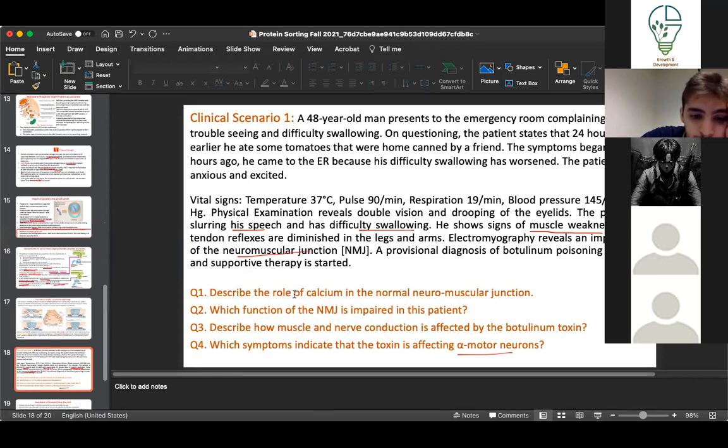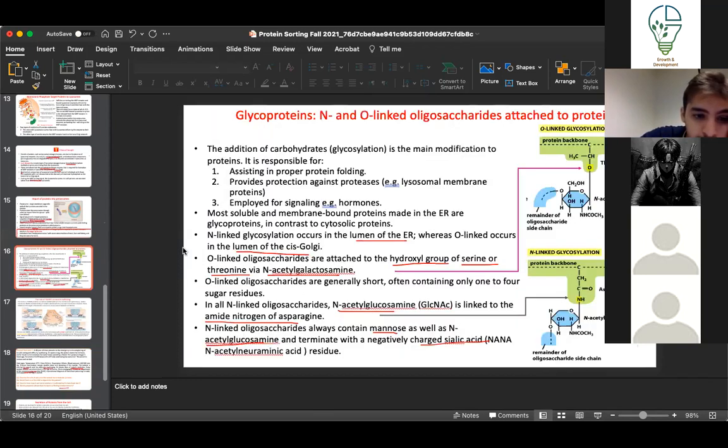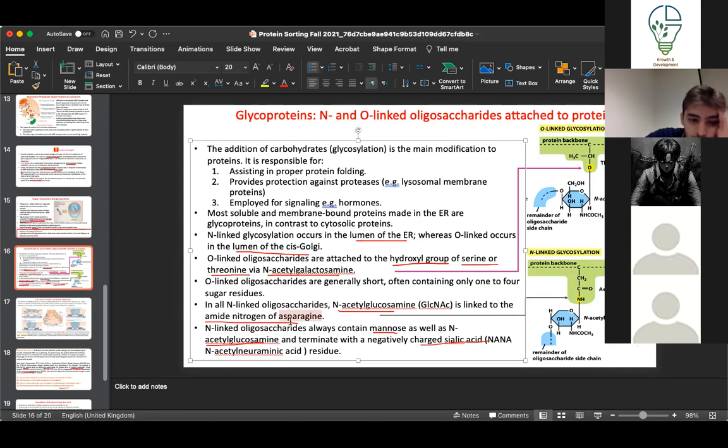Can you repeat the saccharides that are involved in the O and N linked? It's simple. You have two saccharides: N-acetyl glucosamine and N-acetyl galactosamine. N-acetyl glucosamine binds to asparagine. N-acetyl galactosamine can bind to either threonine or serine because they're able to form O bonds.